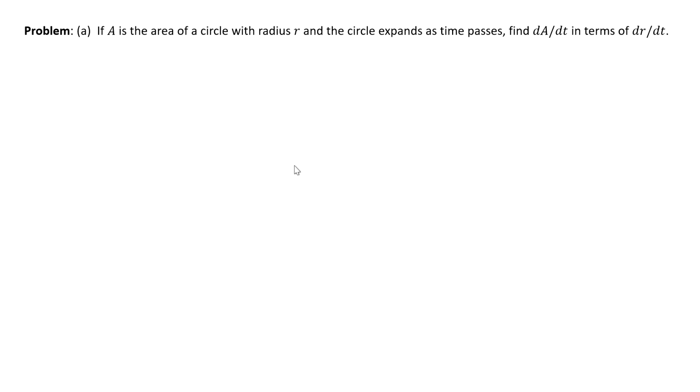Let's look at a problem. If A is the area of a circle with radius r and the circle expands as time passes, find dA/dt in terms of dr/dt. What's that? We have a circle and its radius is r, and the radius is changing. When the radius changes, automatically the area changes, right? And the question is, if you know dr/dt, that means the rate at which the radius is changing, how fast is the area changing? At what rate is the area changing is the question.